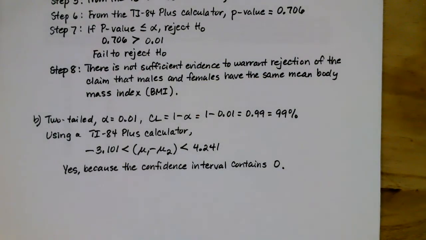So if the confidence interval contains 0, that means we automatically fail to reject the null hypothesis. And we can make that conclusion that we made back in part A in step number 8.